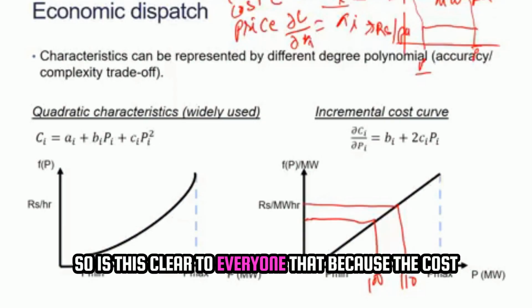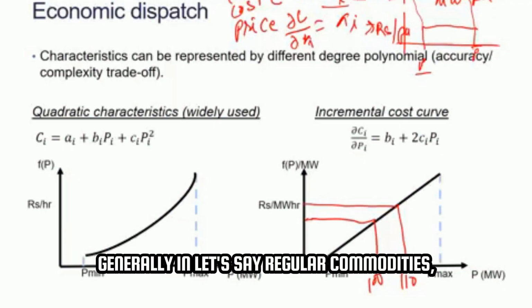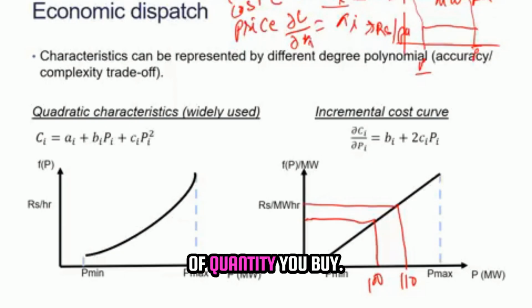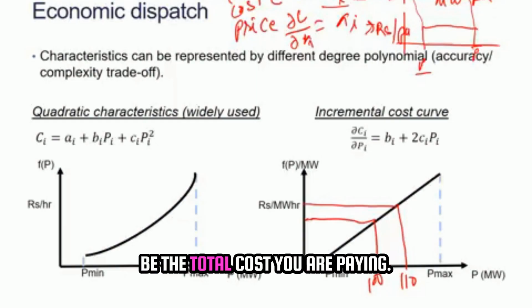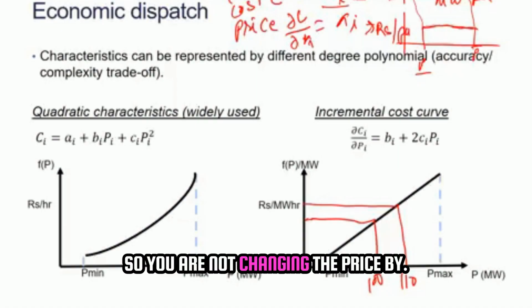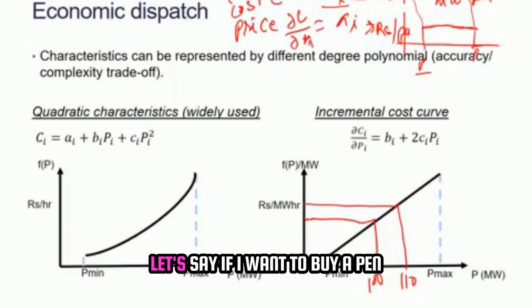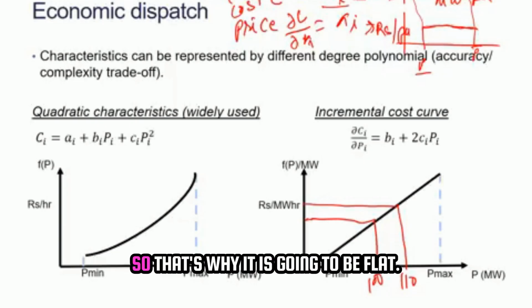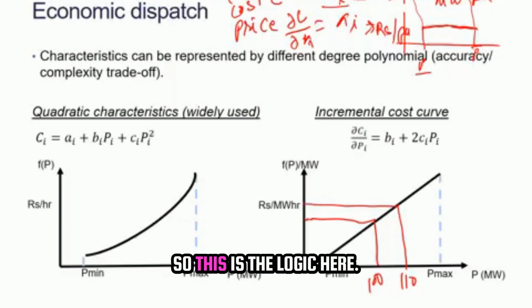So is this clear to everyone? In regular commodities, the costs are linear. We know the price and the quantity you buy, you just multiply, and that will be the total cost you are paying. So the total cost is linearly increasing, and the per unit price is always flat. If I want to buy a pen, and either I buy 10 pens or 100 pens, the price of the pen is going to be the same. So that's why it is going to be flat, right?